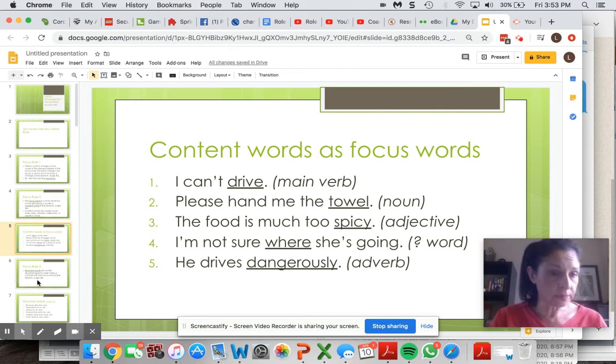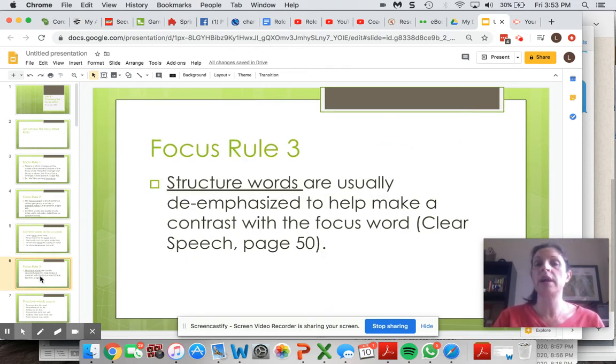The next rule is one that we worked on last week in Unit 7. Focus rule 3. Structure words are usually de-emphasized. Remember, de-emphasize means to lower in importance, to make it less important, to give it less emphasis. Structure words are usually de-emphasized to help make a contrast with the focus word. That's on page 50.